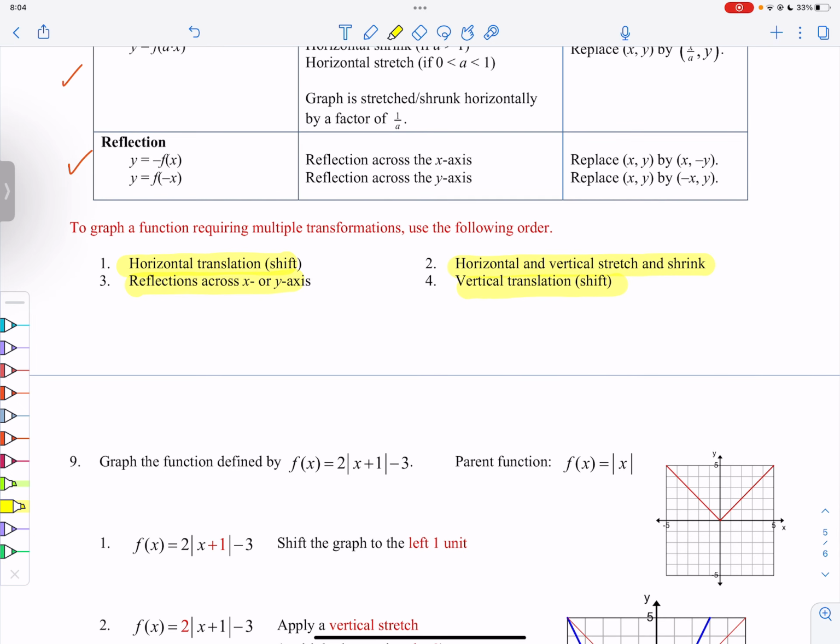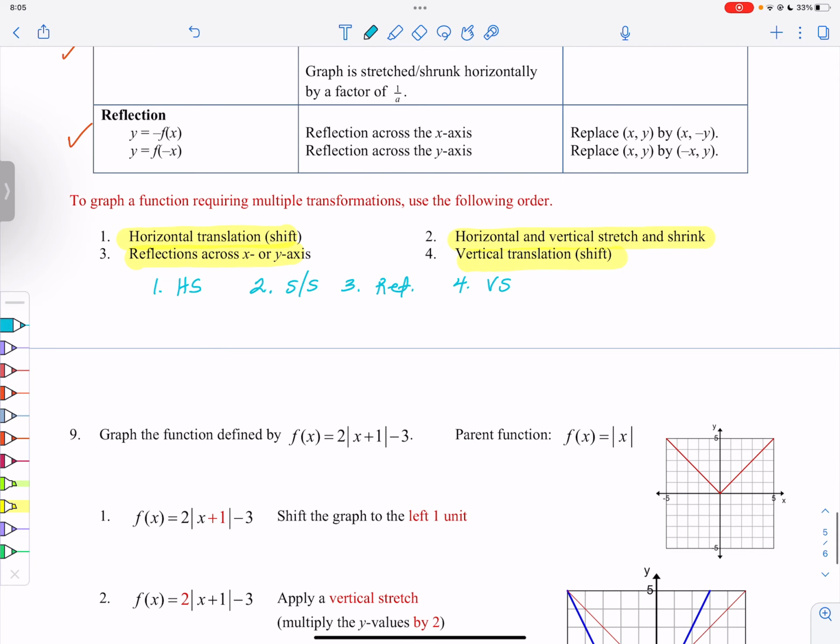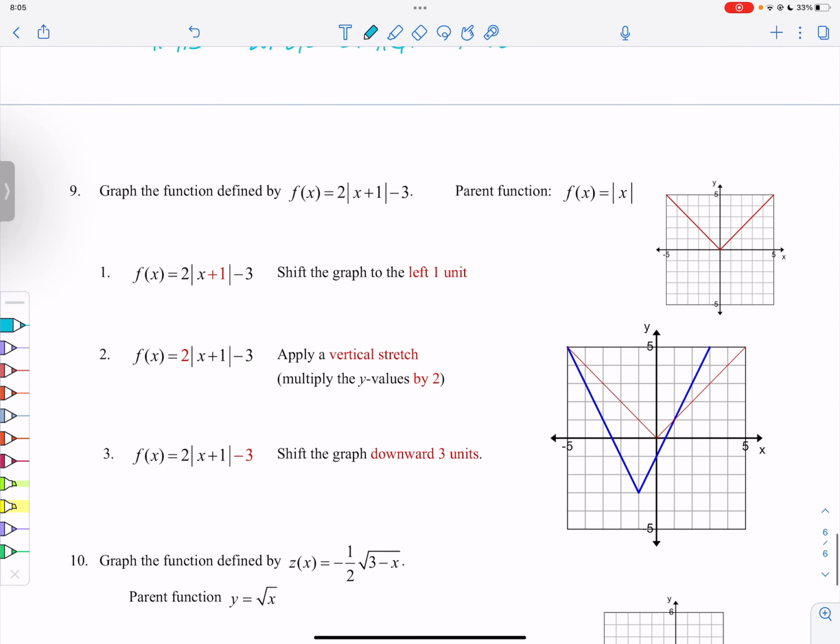Okay? So you could think of it as your horizontal shift, and then you're going to do your horizontal and vertical stretches and shrinking. So stretches and shrinking, and it's both of them. And then you're going to do your reflections, and the last thing you're going to do is your vertical shifts. Okay? And remember, that's going to be on the outside of the function, when a constant is added to the outside of the function. So let's take a look at number 9.